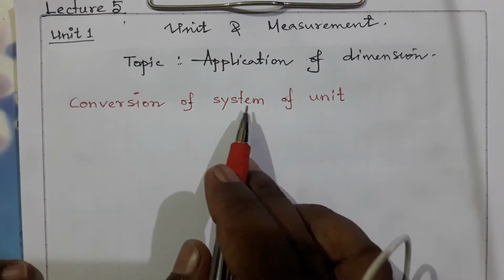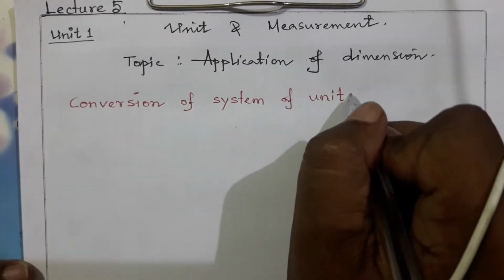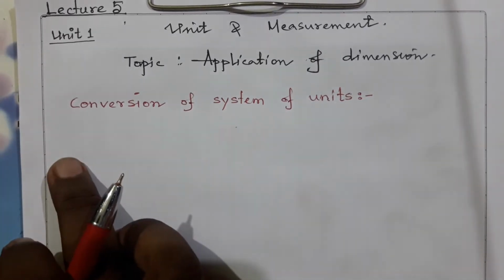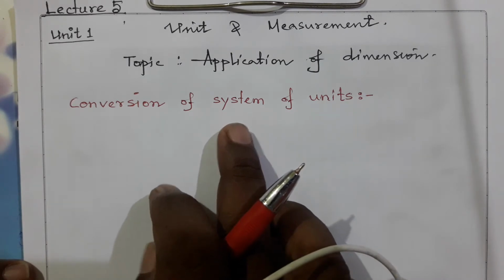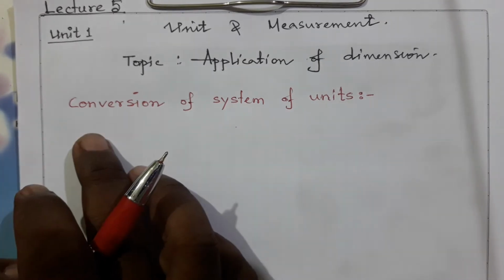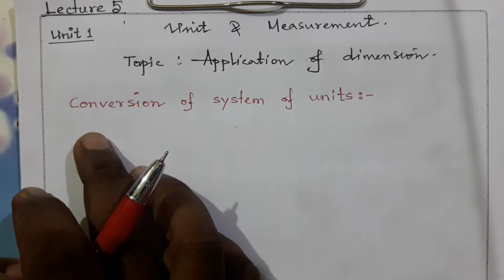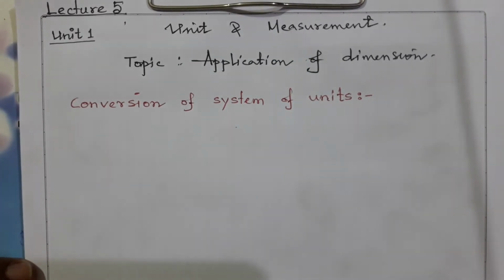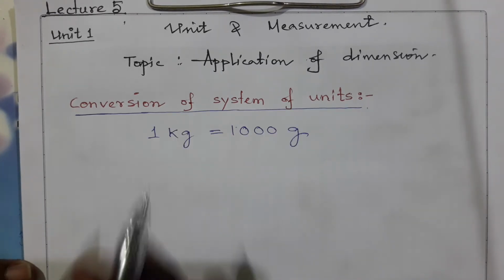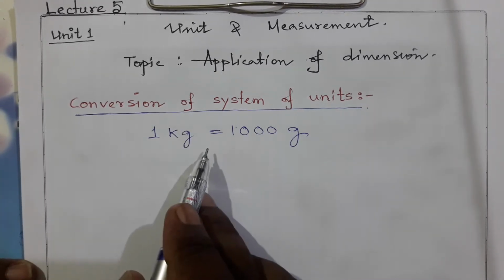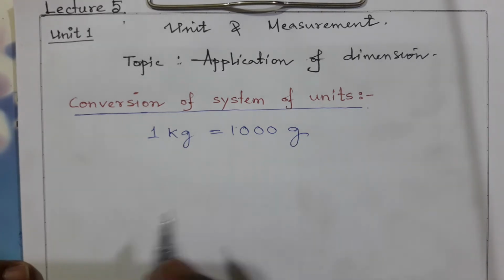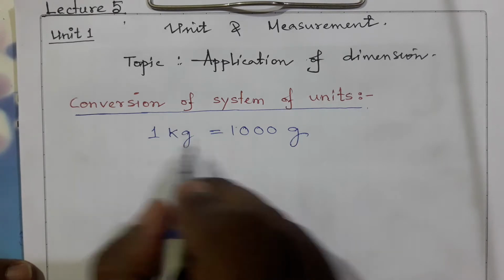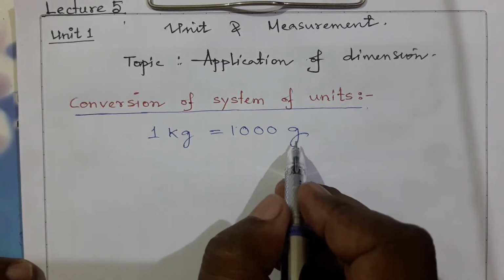Conversion of system of units. That is, we can convert from CGS to SI or from SI to CGS, or in fact from one system to any other new system. 1 kg is equal to 1000 gram. Here this kg is SI unit and gram is CGS unit.